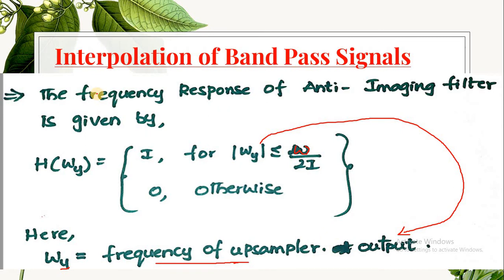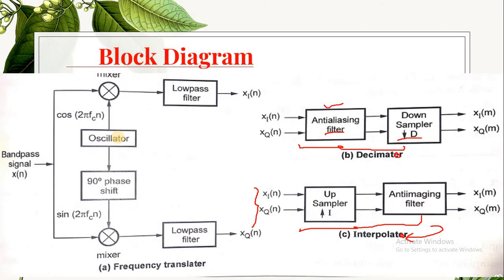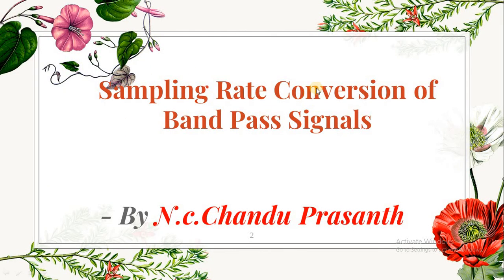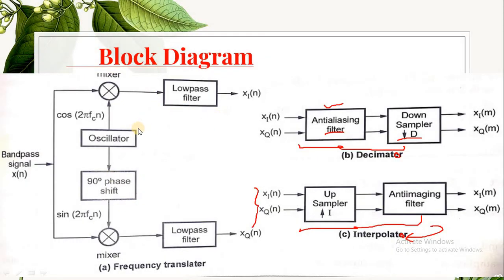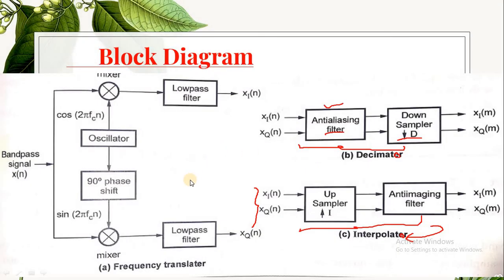This is a simple operation of sampling rate conversion in the case of band pass signals. If in the examination they ask you to write about sampling rate conversion of band pass signals, you need to draw this block diagram. You have to explain each and every block in the examination. It is the frequency translator, the decimator, and the interpolator. All these are combined in sampling rate conversion of band pass signals. You have to explain the working of each and every block in order to get good marks. I hope you have understood the concept better. Thank you.